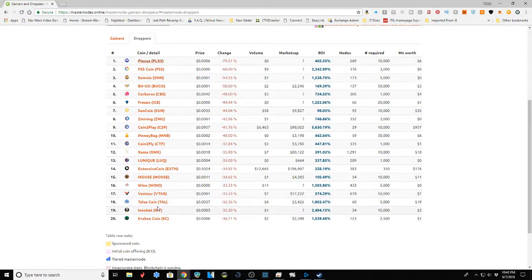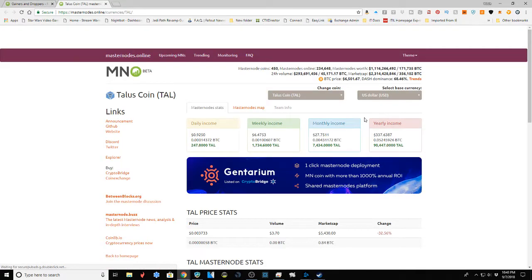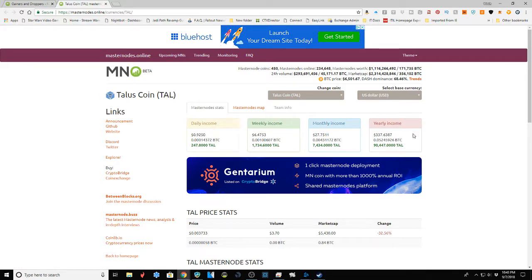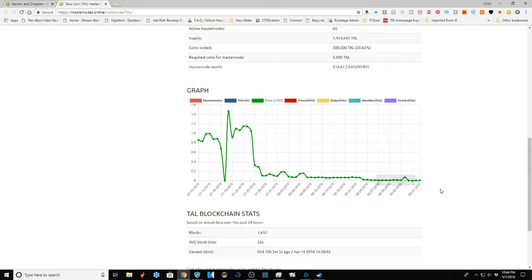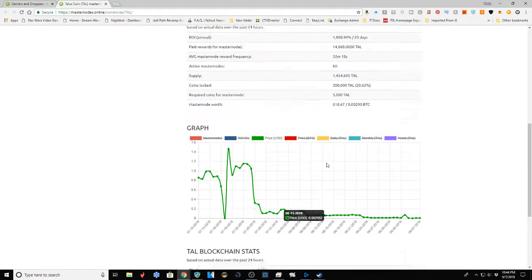Talus, that one got me from Star Wars. I really wanted to get into Talus. I haven't done it yet. Now might be a good time, just because I want to own one. Again, just to set it up, I'm going to look at the daily, weekly, monthly, and yearly income. I'm going to look at the performance of it. It's kind of all over the place, but it's had some ups and downs.